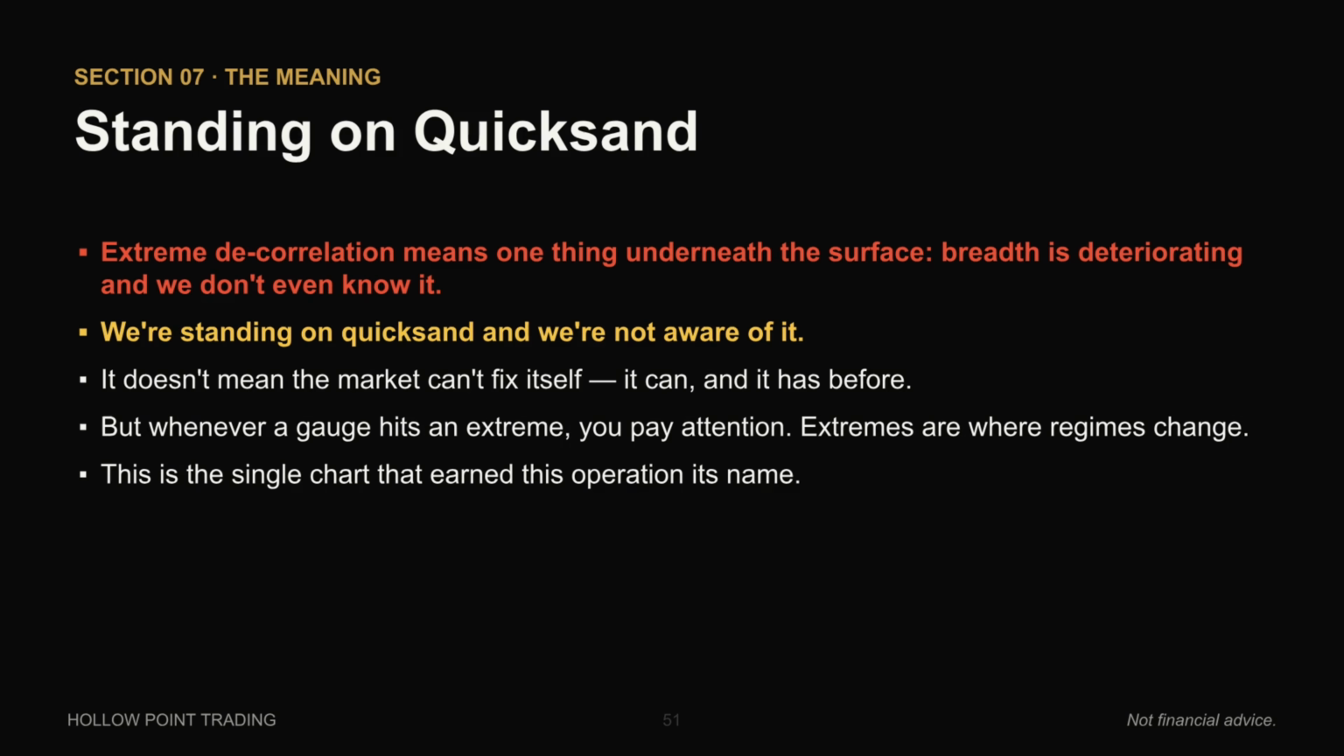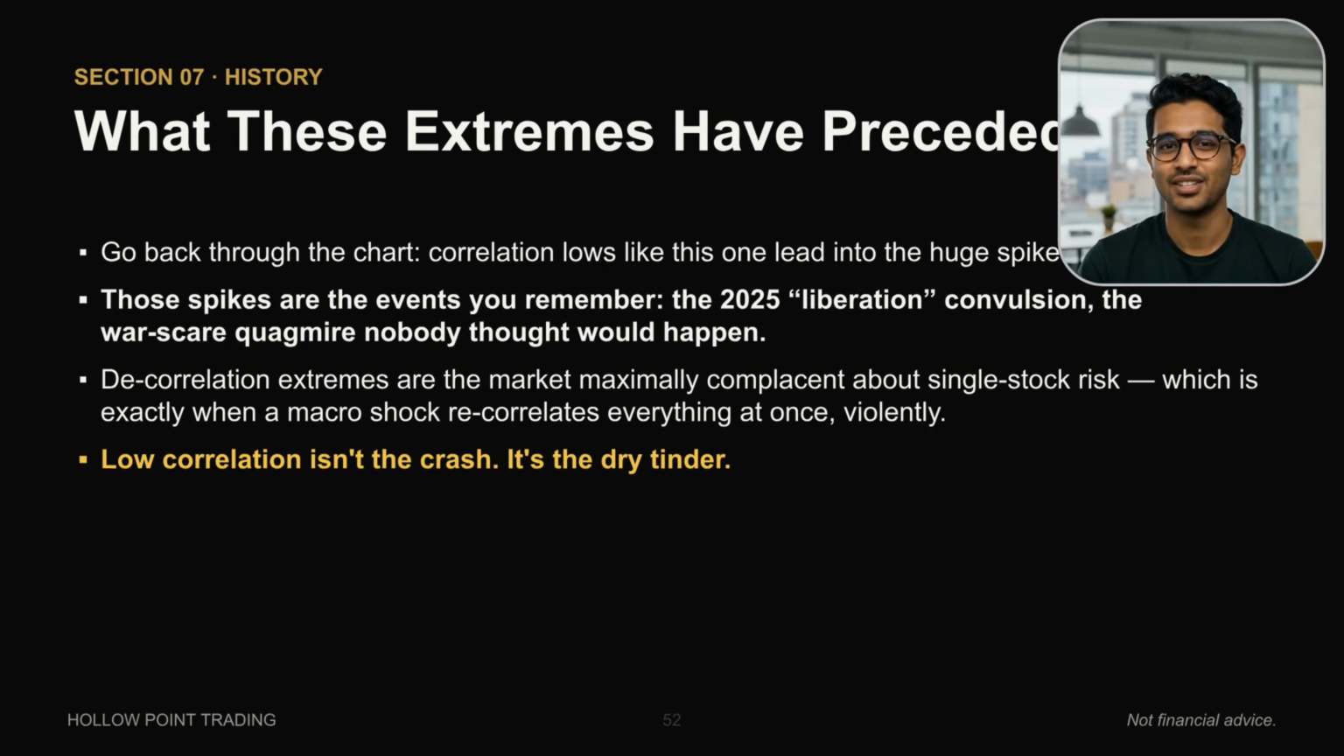While the market may correct itself, hitting such extremes signals a potential change in regime that demands immediate attention. Historically, correlation lows like this have preceded major market spikes. These are the moments when complacency regarding single stock risk leaves the market vulnerable to sudden, violent recorrelation during a macro shock. This low correlation state acts as the dry tinder for future volatility.